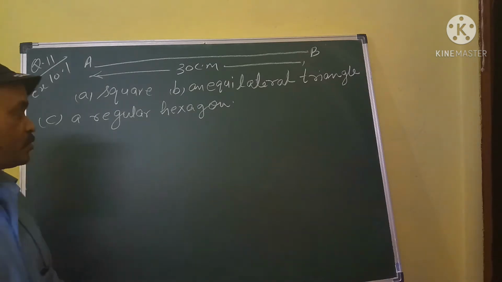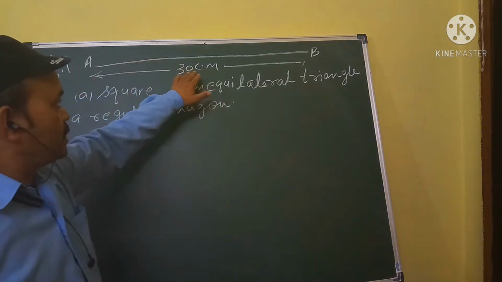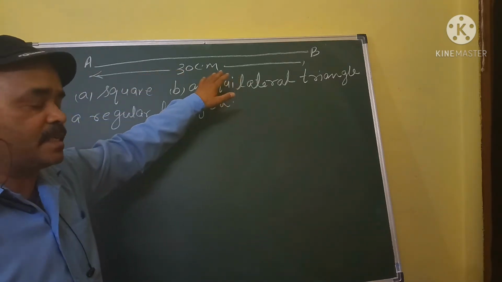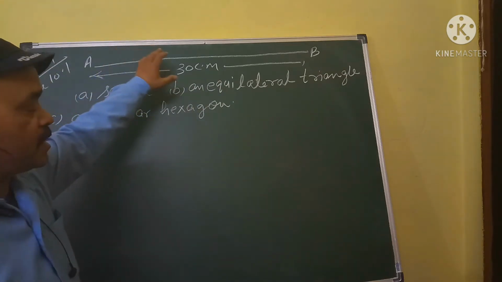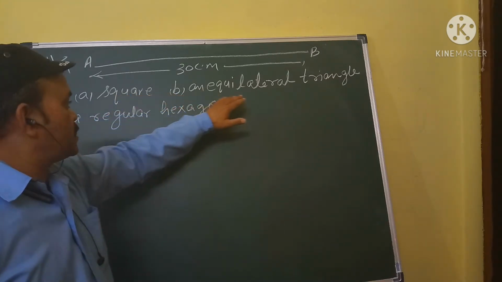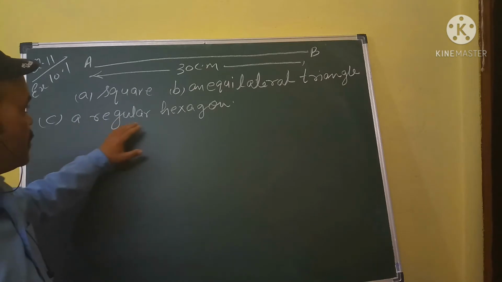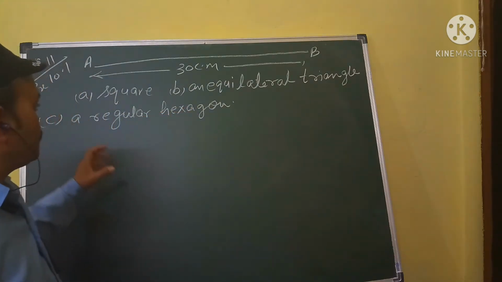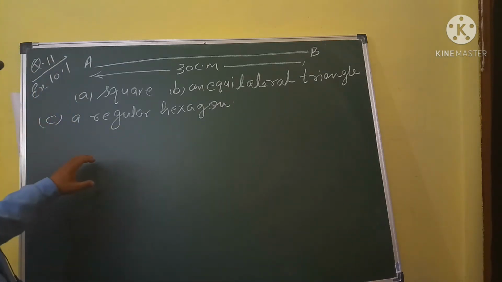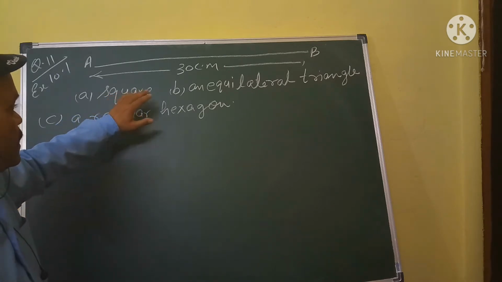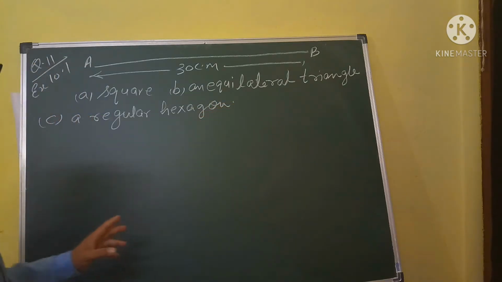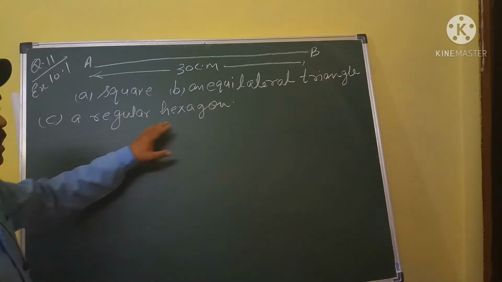Now look here, what is your question? Suppose in this question AB is one string and the length of this string is 30 centimeter. This string we will convert into the form of a square. Second is an equilateral triangle and third is a regular hexagon. So in this question we will find out the length of each side. What is the length of each side of the square? What is the length of each side of the equilateral triangle? And what is the length of each side of the regular hexagon?